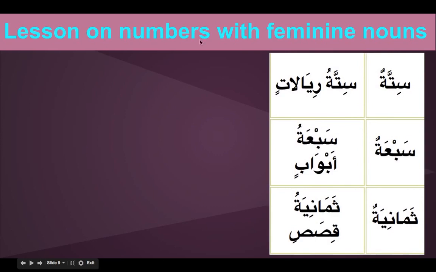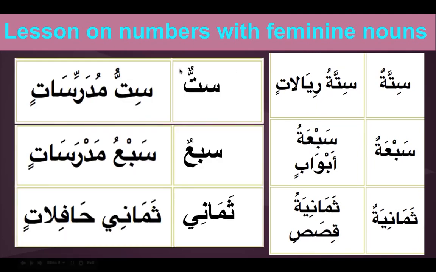So this is masculine nouns with feminine numbers again. Sittu, sab'u, thamaniyu. And here we got feminine nouns. Sit'u mudarrisatin, sab'u madrasatin, thamaniya. So this is 8. If you see here, thamaniya hafilatin, bus.